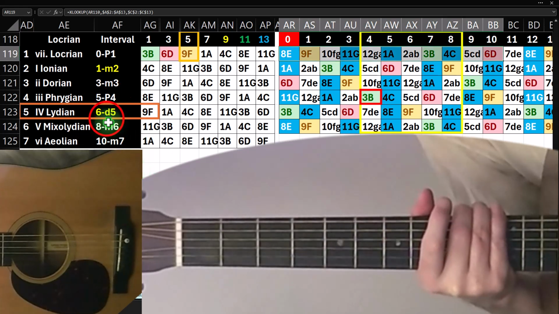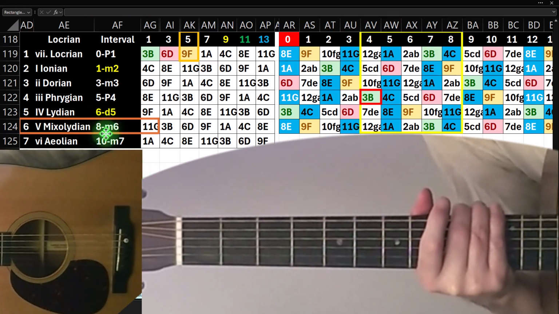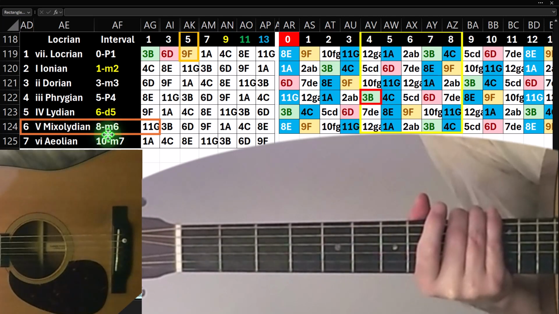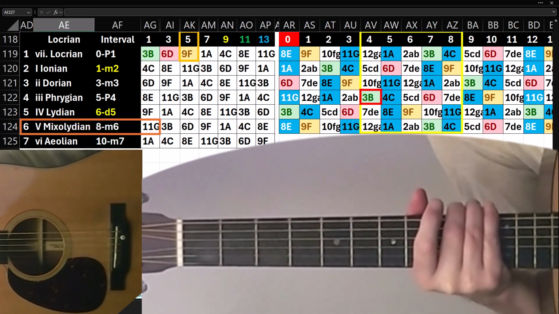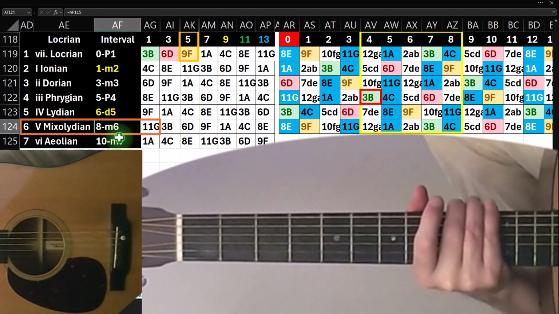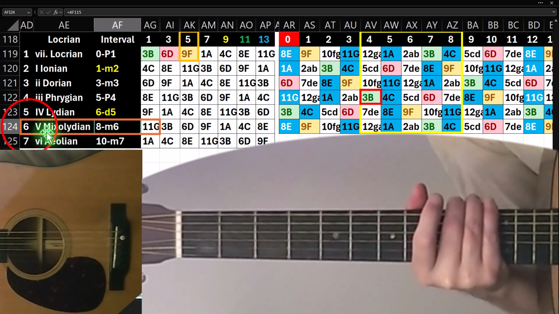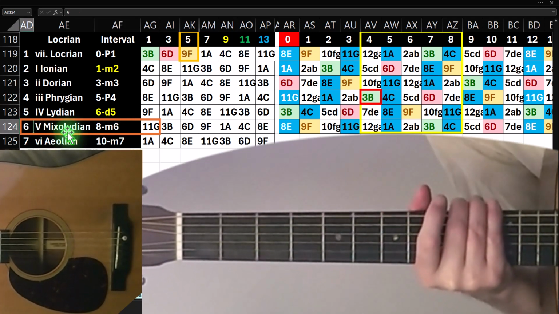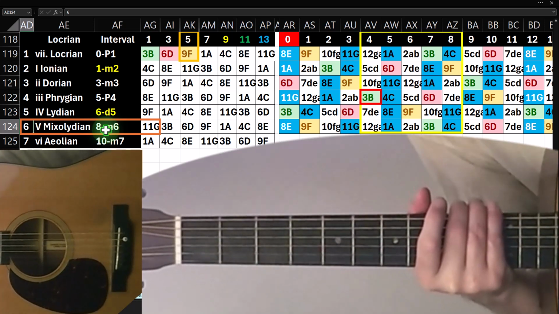All right, moving on to the next one. We're going to try to get through these a little bit more quickly here, hopefully. So we've got the 6. So this is an 8 note away minor 6. The minor 6 represents the 6th position, and the 8 notes away means how far of a distance we're talking about.